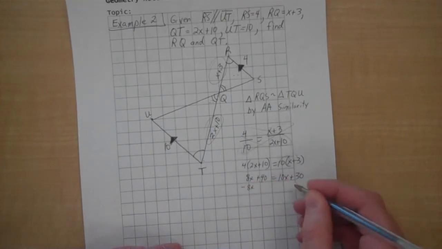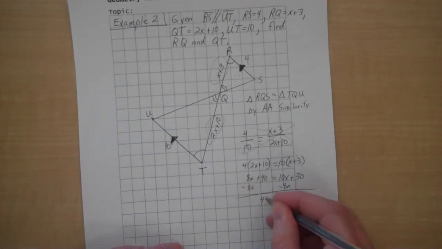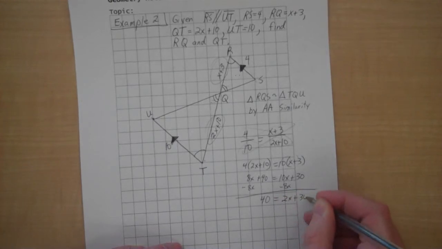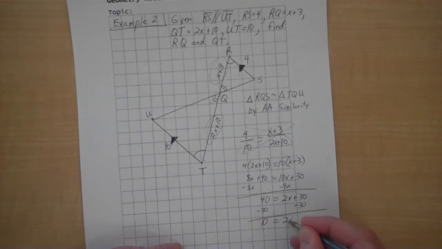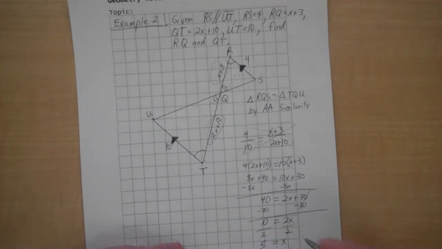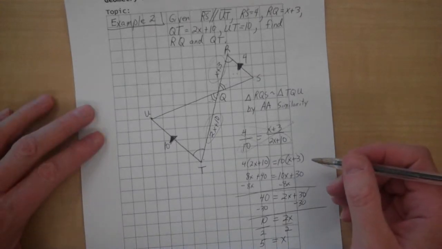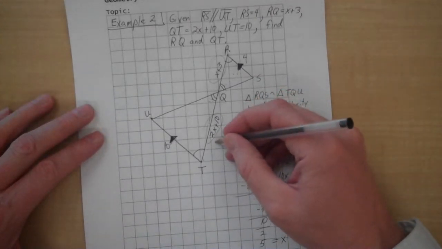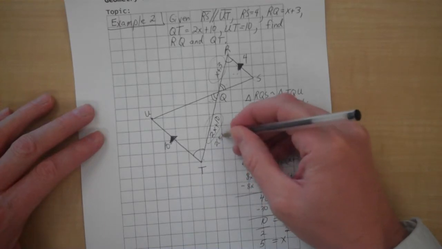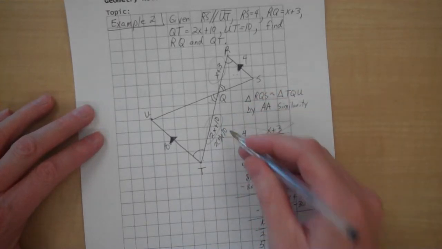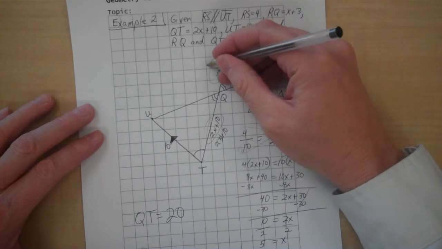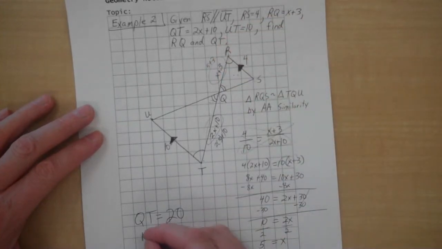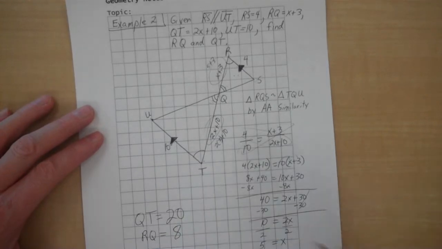Let's keep solving. Minus 8x, minus 8x. I got 40 here, 2x plus 30 here. Minus 30, that's 10. Those cancel. Divide by 2, and 5 here, x here, because those 2's cancel. So x is 5. If x is 5, this is 2 times 5 plus 10, which is 10 plus 10. So QT is equal to 20. And if x is 5, that's 5 plus 3. RQ is 8.